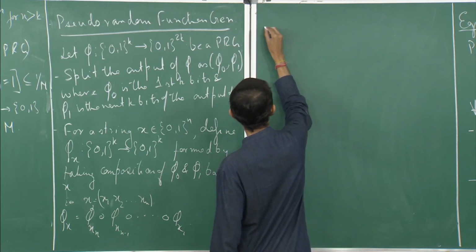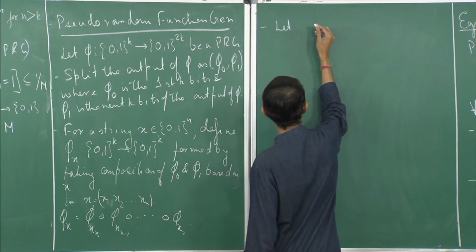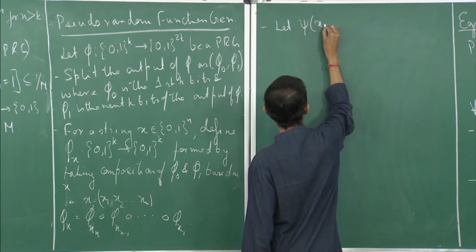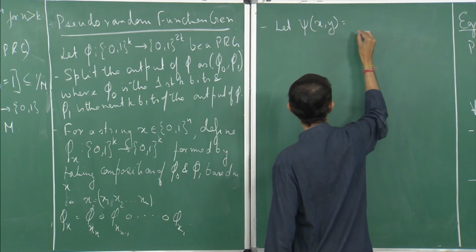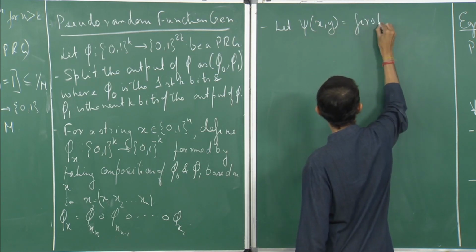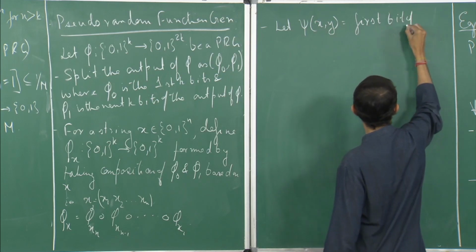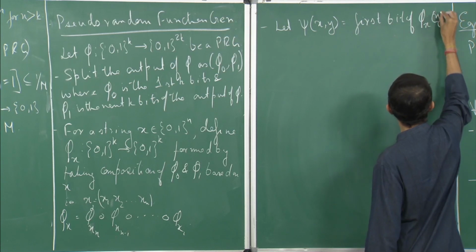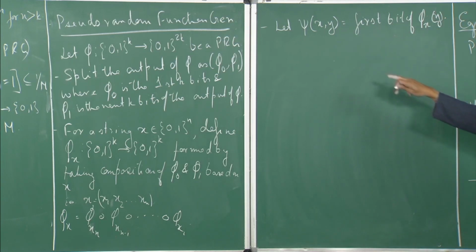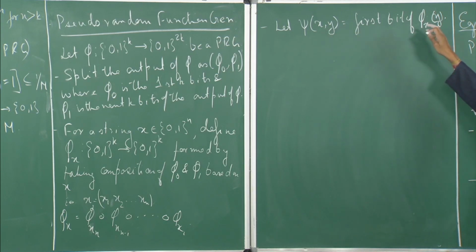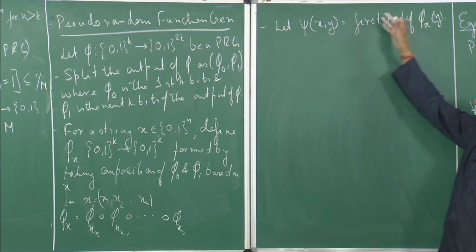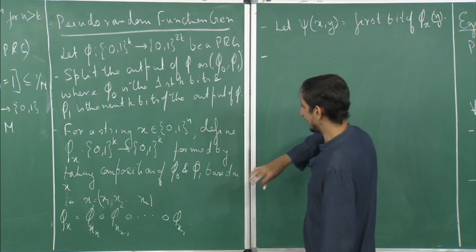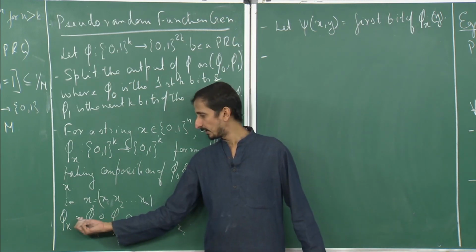Okay, so let psi of x comma y be the first bit of phi x on y. Okay, so this psi xy is a function that takes an n bit string, a k bit string, and produces a single bit. Okay, the first bit.